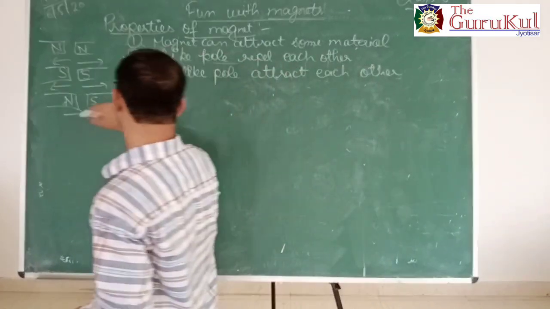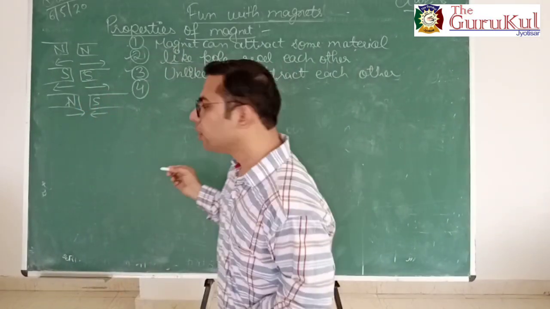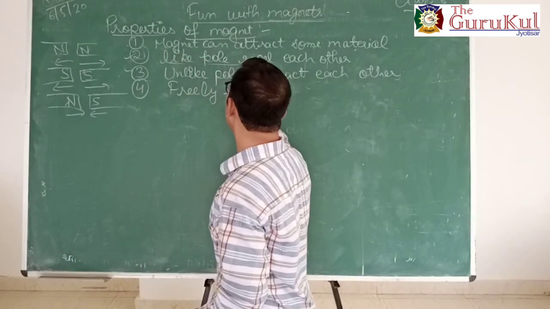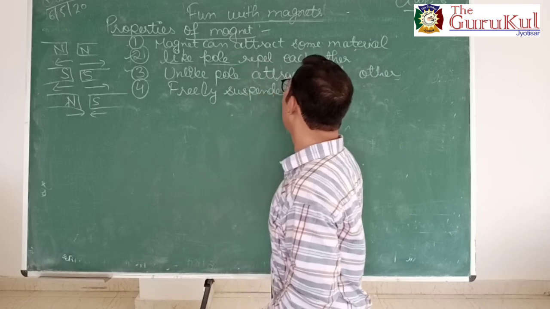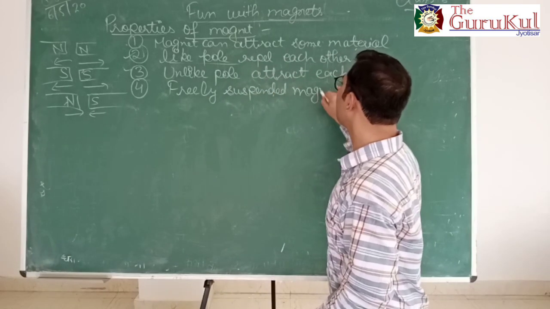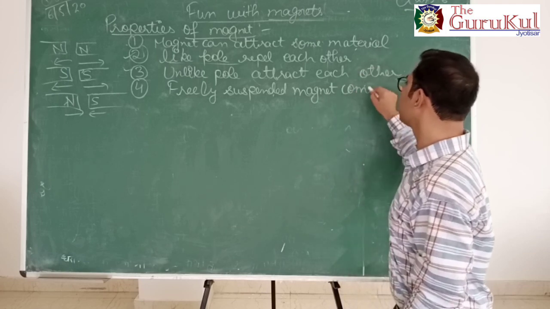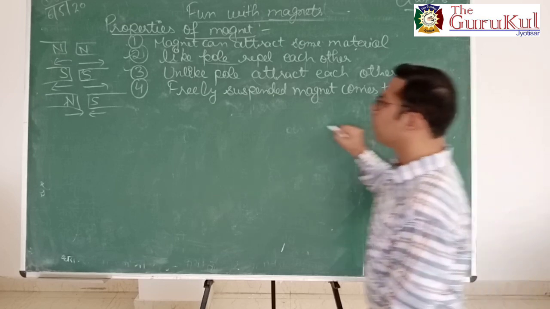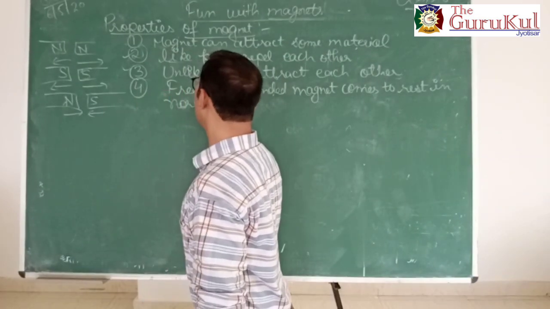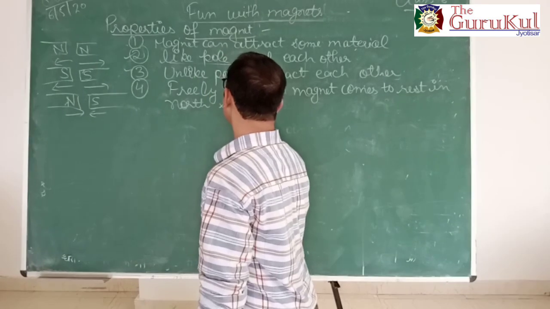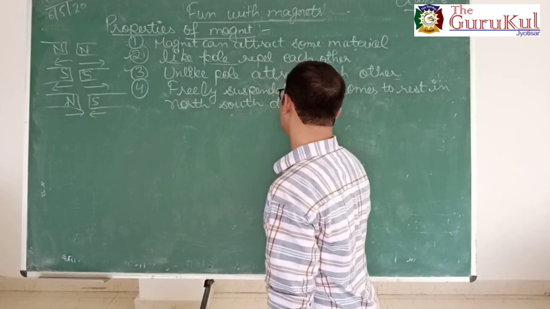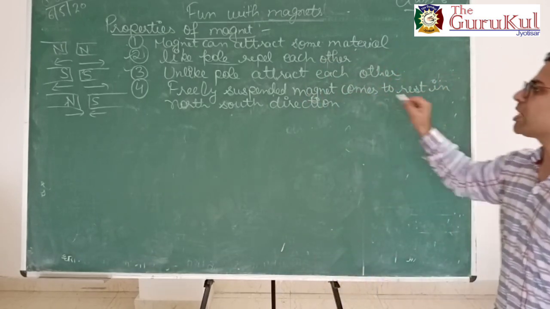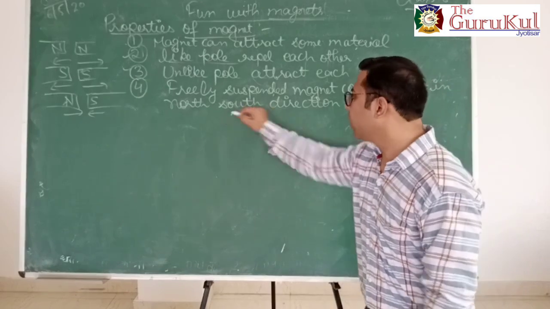Now, next point, a freely suspended magnet comes to rest in north-south direction. Now what does it mean? A freely suspended magnet comes to rest in north-south direction.